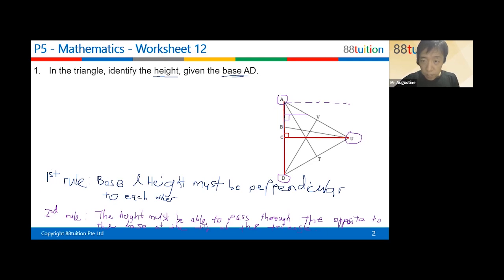So why can't I say that this line is a height? Simply because it doesn't pass through the opposite point. It cannot pass through the opposite point because it's too little. So let me just throw out those important points to identify the subsequent base and heights. And those answers that y'all gave me in the chat box are perfectly correct. Very good. So that's the first example. Are there any questions before we look at the next one?